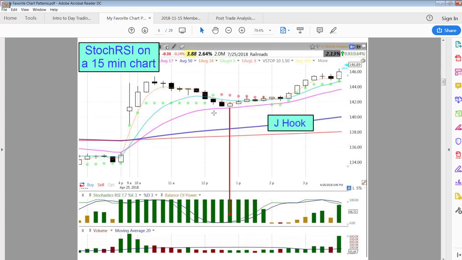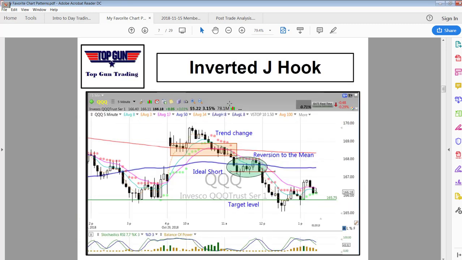Here's the warrior. There's a J hook on a 15-minute chart. And I like to use my stochastics RSI, 7-7-3-3: 77, %K 3, %D 3. Some charting programs like Thinkorswim only allow 3, so it is 7-7-3. And it helps me confirm what I'm seeing in the candles. I do not use it as a primary indicator. The candles and price are primary.